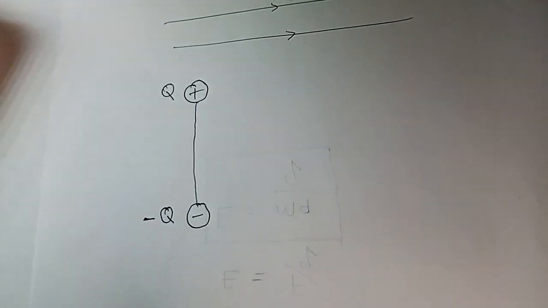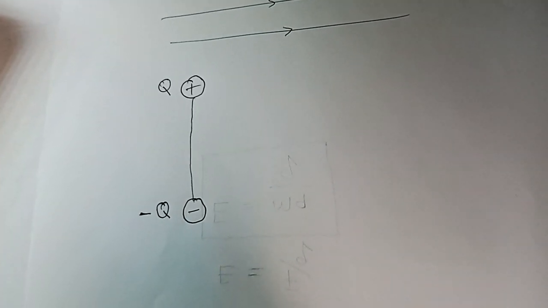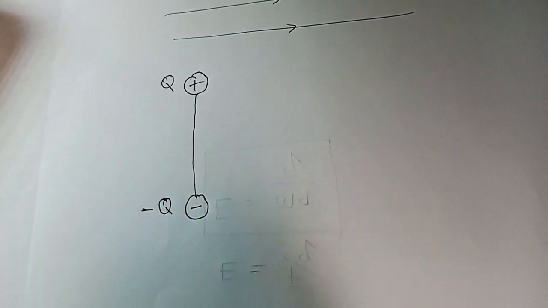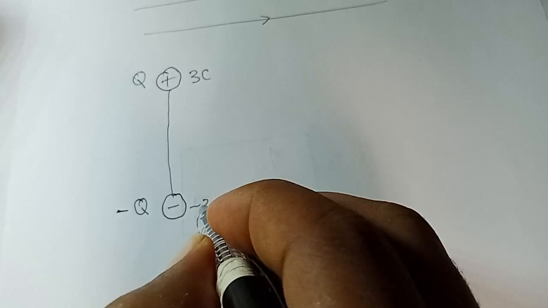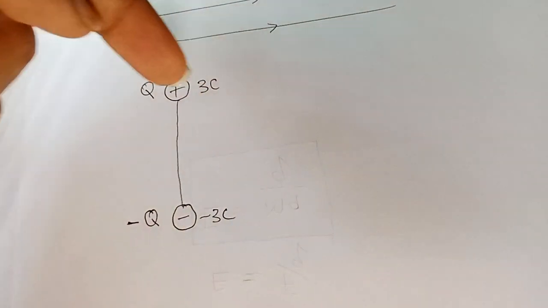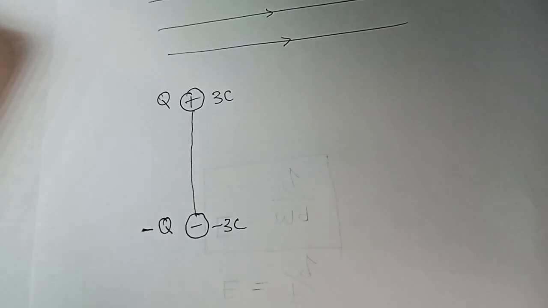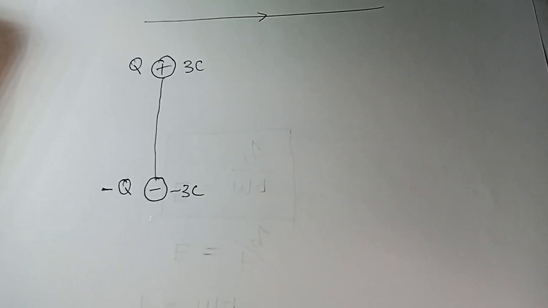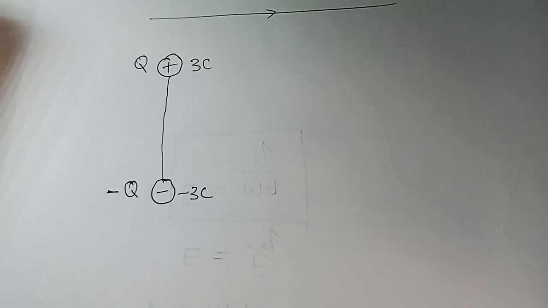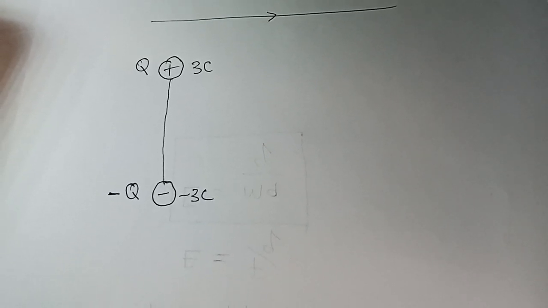A negative charge, a positive charge, two equal and opposite charges separated by a distance. So if this is 3 coulombs, this will be minus 3 coulombs. If this is 4 coulombs, this will be minus 4 coulombs. So now, what should we know about this electric dipole?